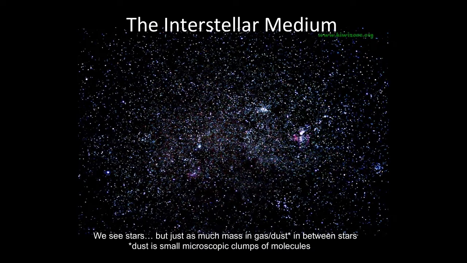When we look out into the night sky, we see an awful lot of stars, but there is just as much mass out there in gas and dust, which we usually do not see directly. As we'll see, dust is what astronomers refer to as very small microscopic clumps of molecules. Most of the gas and dust out there we infer because of its effects on starlight. So let's talk a little bit about those effects.